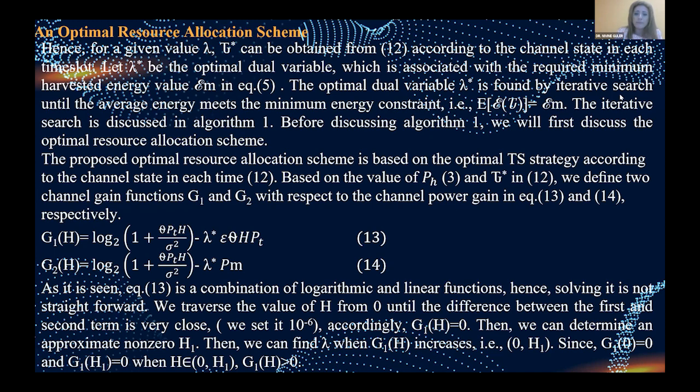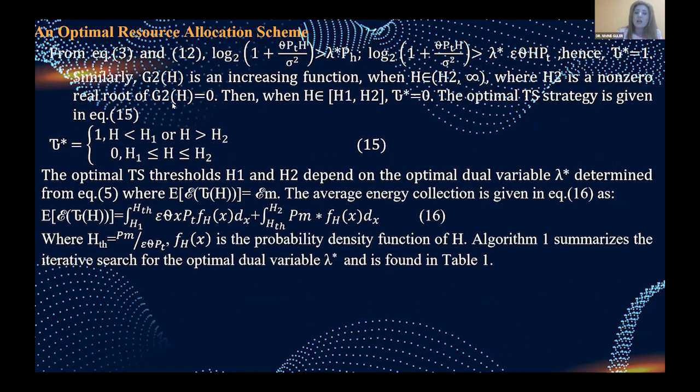Therefore, we traverse the value of h from 0 until the difference between the first part and the second part becomes very small. We set it to 10 to the power of minus 6. Accordingly, we found G1 of h and G2. So H1 and H2 are given with the range. And accordingly, when h is between H1 and H2 and so on, the optimal TS strategy is given by this formula. So tau is determined according to the SNR.